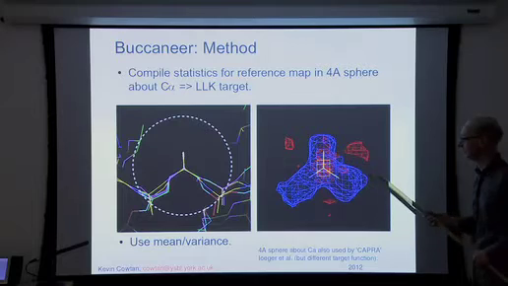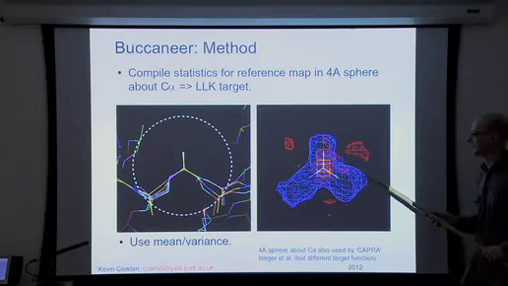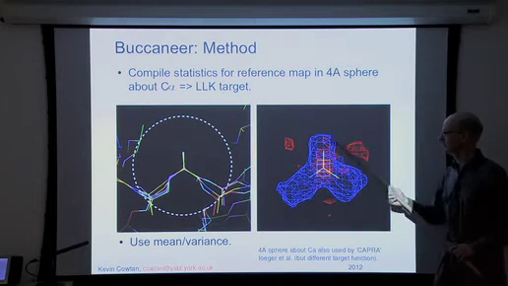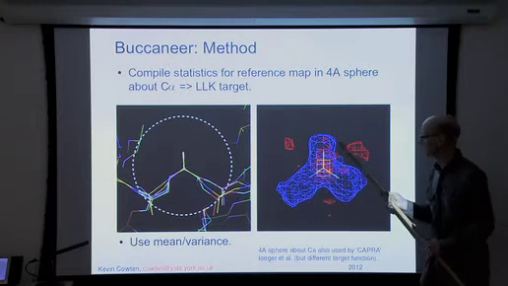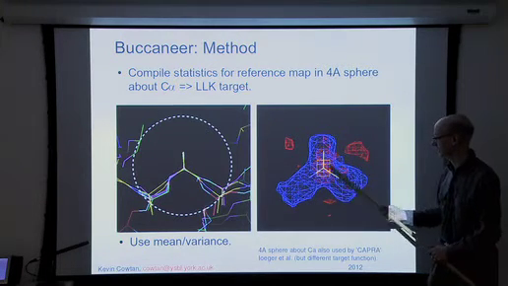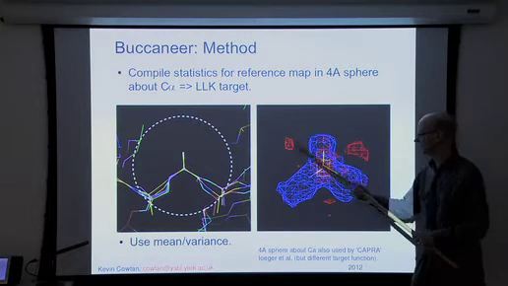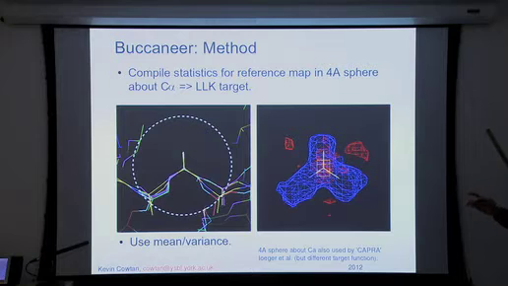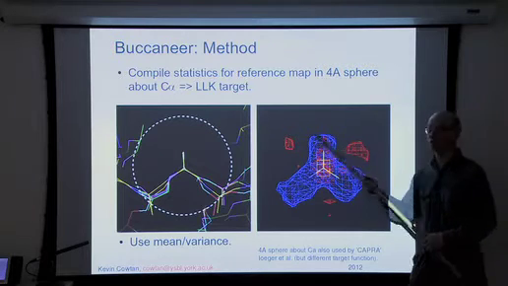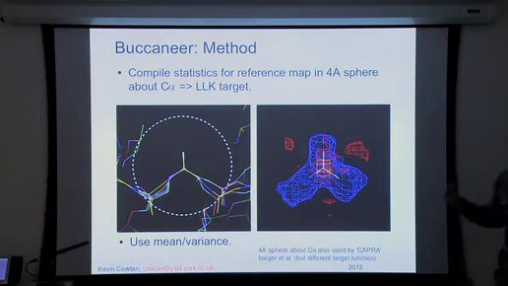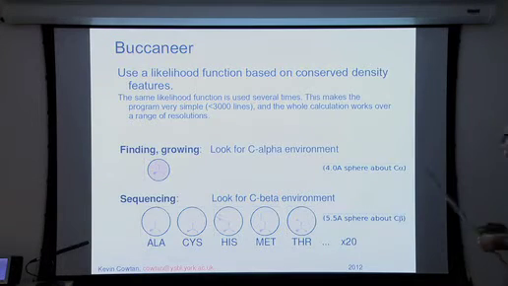Well, it's all done automatically with a likelihood calculation, but in practice, what it ends up looking for is conserved high and low density features. So for the region around a C alpha, we expect to see high density in the blue areas, but we also expect to see a low density in the red areas. And these are actually the more powerful constraint on whether we found a C alpha or not. So that can be turned into a search target, and you can search your electron density map and find C alpha positions.